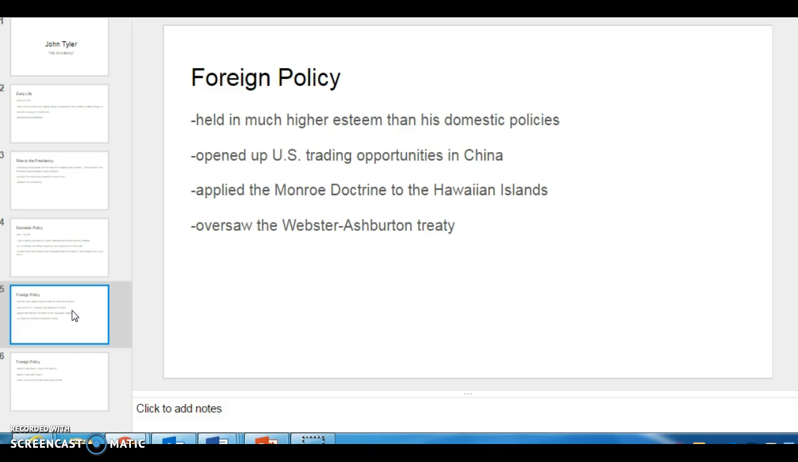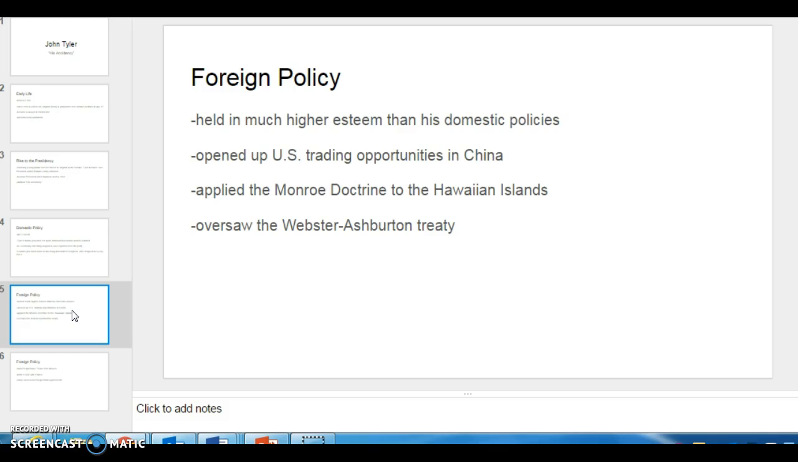He also oversaw the Webster-Ashburton Treaty, which was actually negotiated by his Secretary of State, Daniel Webster. And that treaty settled a very long-running dispute between England and the United States over where the state of Maine ended and British-ruled Canada actually began. War between the US and England had just barely been avoided a couple times over this issue, so it was a pretty important accomplishment that they were able to settle it.